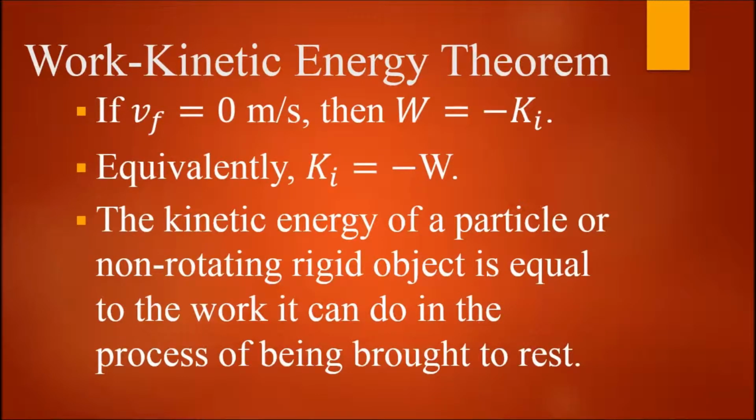And if the particle or object is brought to rest, then the work is equal to the negative of its initial kinetic energy. Equivalently, the initial kinetic energy is equal to the negative of the work done on the particle or object. That is, energy is transferred out of the system consisting of the particle or object. And this gives us a second interpretation of kinetic energy. The kinetic energy of a particle or non-rotating rigid object is equal to the work it can do in the process of being brought to rest.